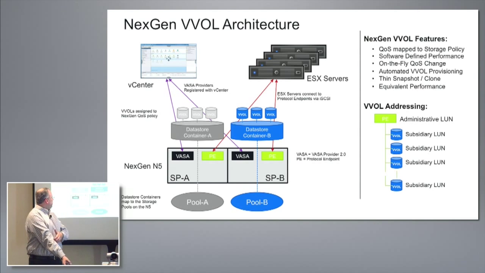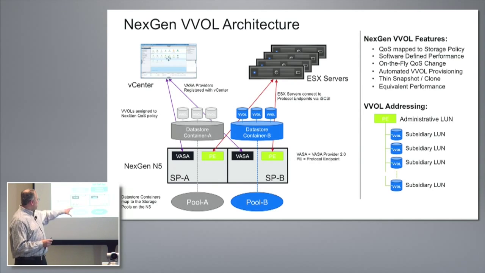Some of the other features that we have around the capabilities, we've talked a lot about quality of service mapped to storage policies, giving you that software-defined performance. You can change these on the fly. It automates the VVOL provisioning. We also have our snapshots and cloning, the thin snaps and clones hooked up. That's part of the virtual volumes specification, that you have that capability. And then performance from a virtual volume to a standard volume for us is equivalent. So we've done those measurements.